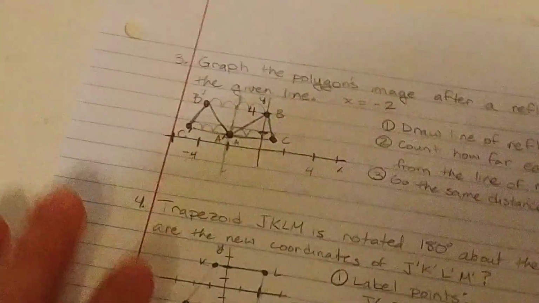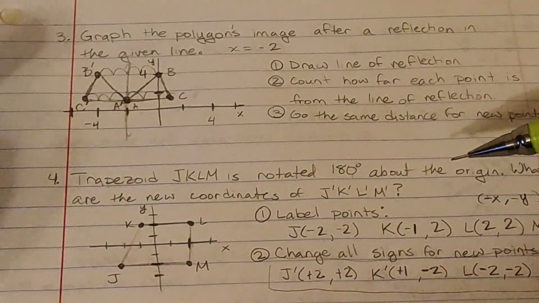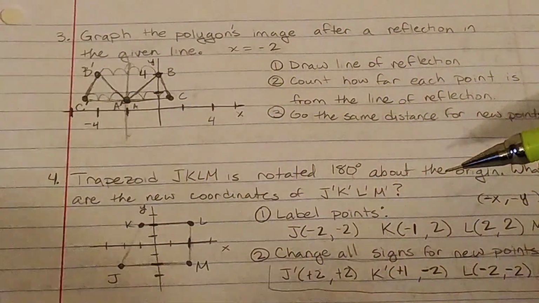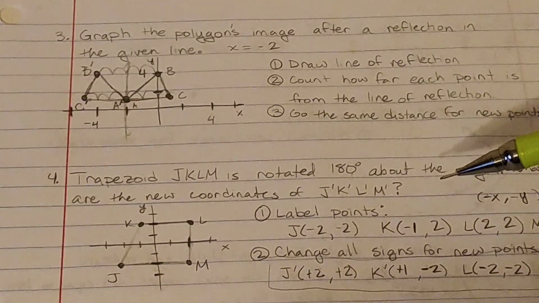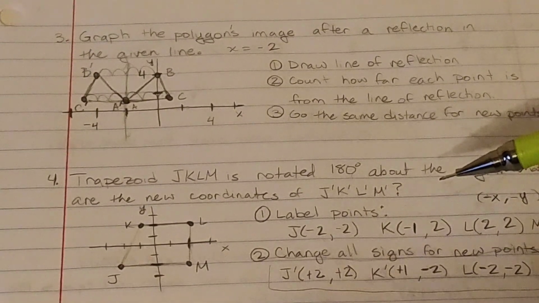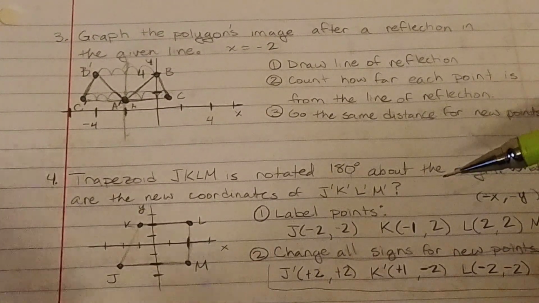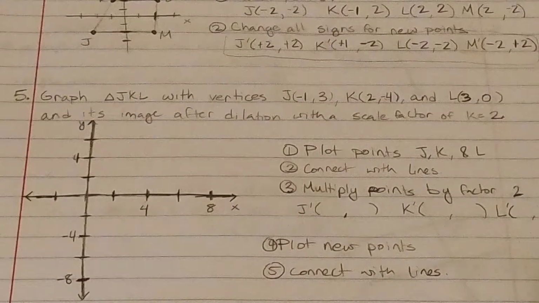If it was 90 degrees, then we would have to switch the x and the y and then change the sign of the y. And if it was 270 degrees, we would have to switch the x and the y, and then switch the sign for the x. But it's not. So let's look at the next one.